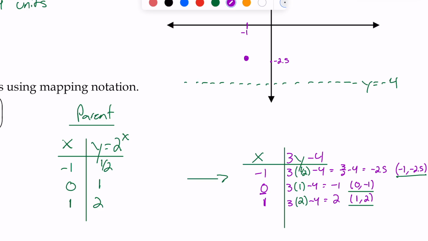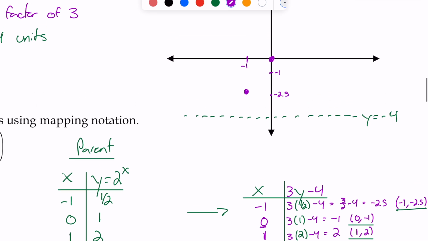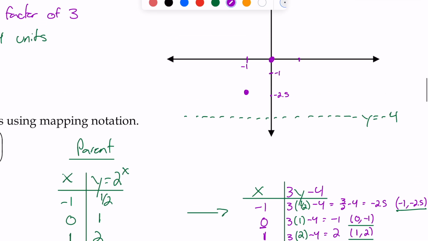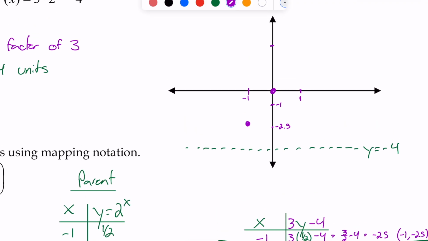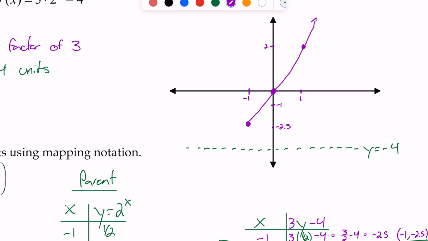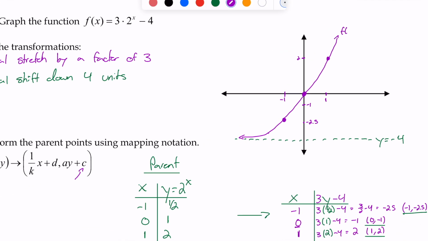0 and -1, so 0 on the x, -1 on the y. So let's say that's -1. So there's your second point. And then 1 on the x and 2 on the y. So 1 and let's say that's 2. So your point will be right about there. So connect your dots. There you go. And then we know we're going to be coming down towards our horizontal asymptote and leveling off like that. And this function is f of x.